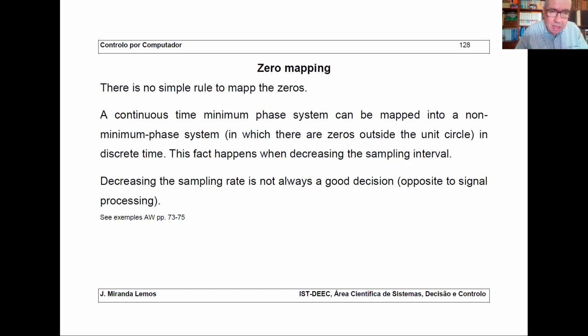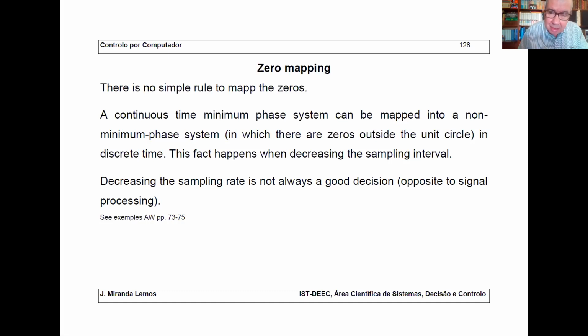The mathematical fact is that in many cases, the zeros, opposite to poles, behave differently: you can have a system with zeros inside the unit circle, and if you sample fast enough, you get a discrete time system with zeros outside the unit circle. Okay. Now this means that the sampling interval is an important tool for your design. It's a tuning knob, an important value to be selected by the engineer, the designer.